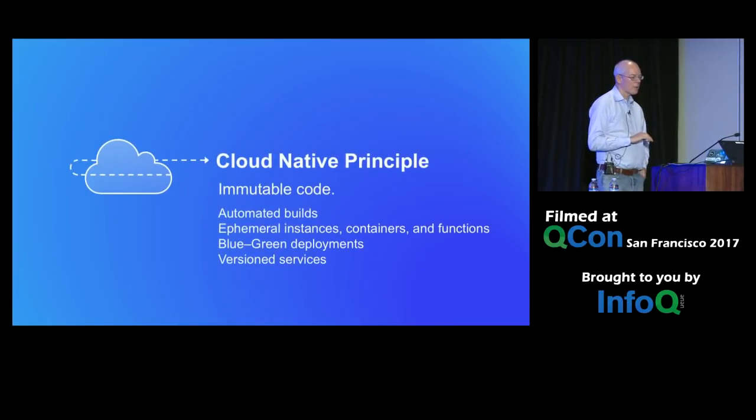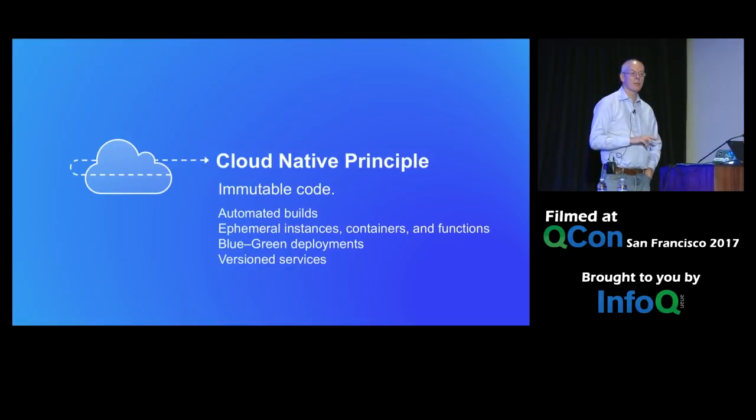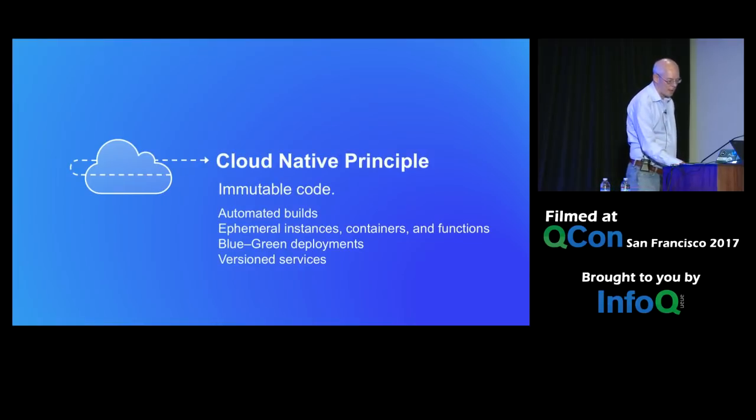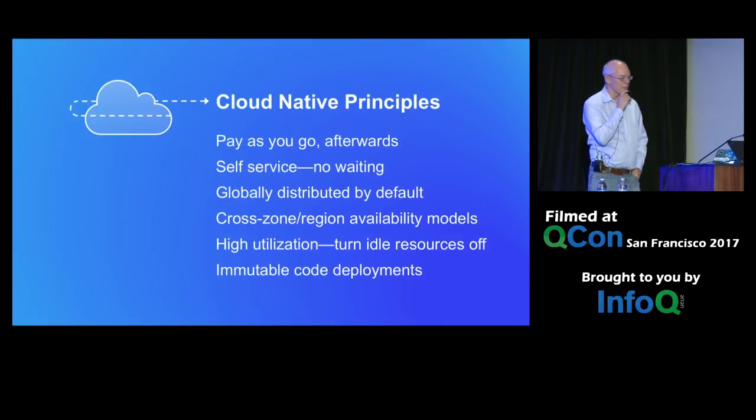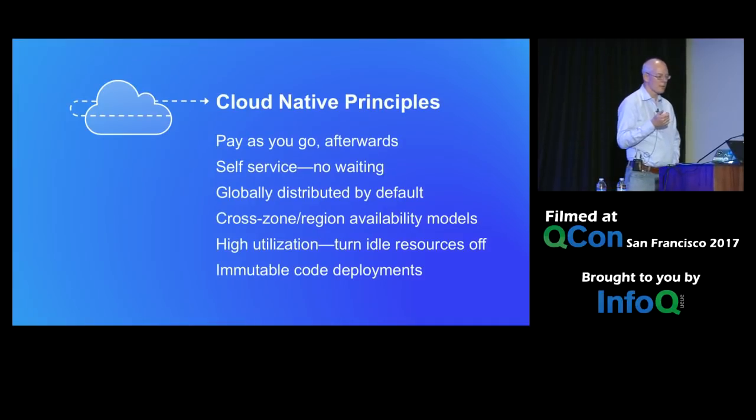Immutable code, automated builds, ephemeral instances, containers, and functions, blue-green deployments, and versioning your services. Okay, so that's kind of what I mean by cloud native, and this is the full set of principles just to revise them, right? So paying as we go, self-service, globally distributed, cross zones and regions, high utilization, and immutable code deployments. Maybe other things, but if you're doing most of these, I think you've got a cloud native application, and if you're not, you're probably just forklifting some data center stuff.